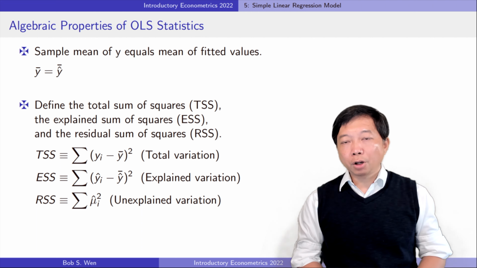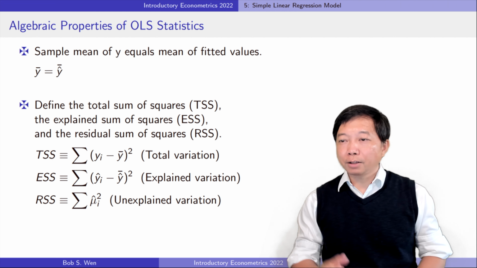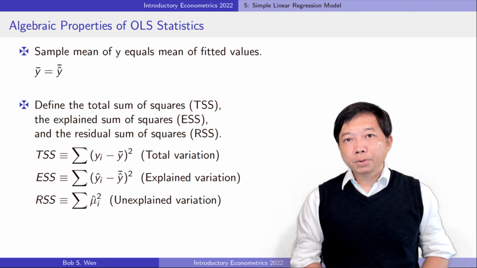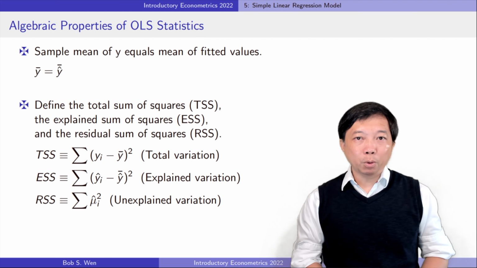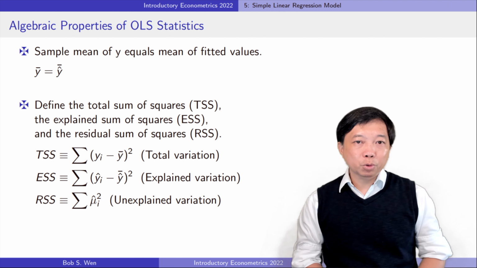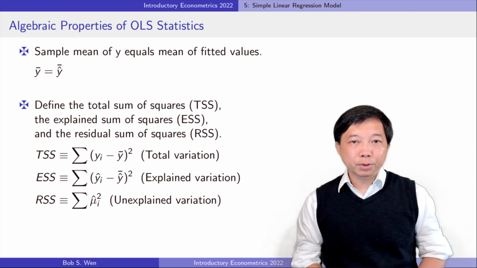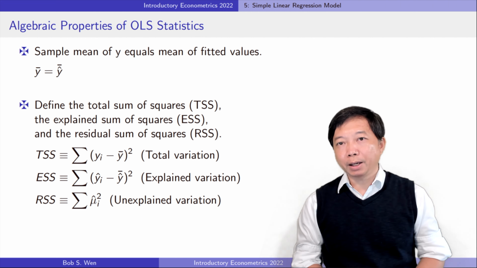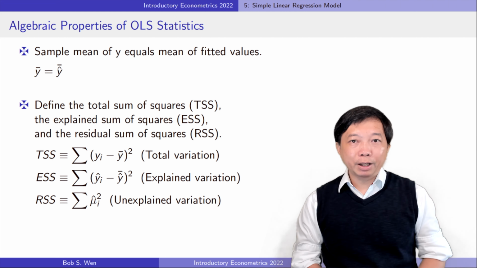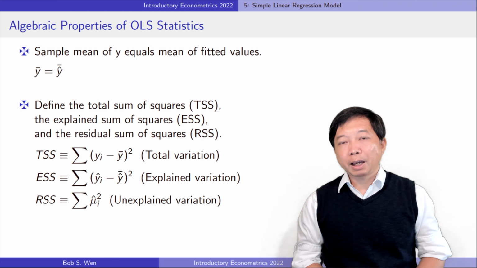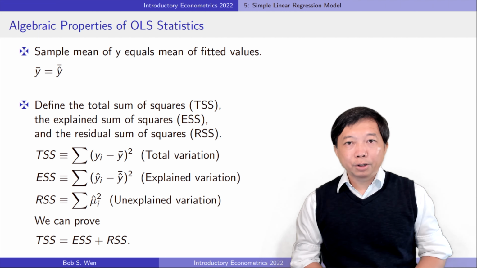Fifth, we define the total sum of squares, the explained sum of squares, and the residual sum of squares as follows. The total sum of squares measures the total sample variation in Y. The explained sum of squares measures the sample variation in Y hat, the fitted values. The residual sum of squares measures the sample variation in mu hat, the residuals. The total variation in Y can always be expressed as the sum of the explained variation and the unexplained variation. It can be proved that the total sum of squares is equal to the explained sum of squares plus the residual sum of squares.